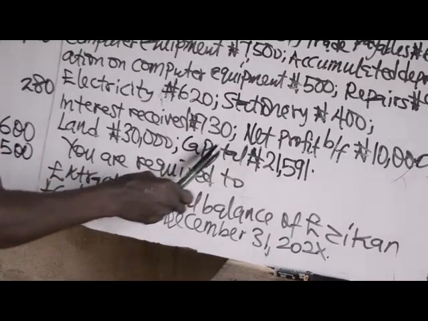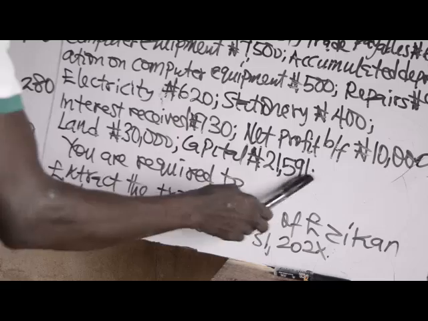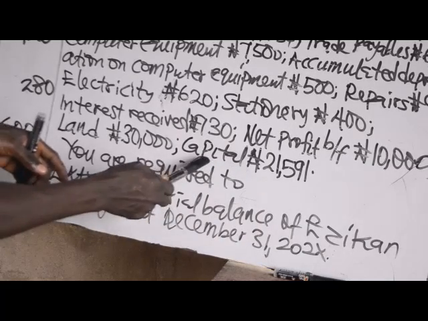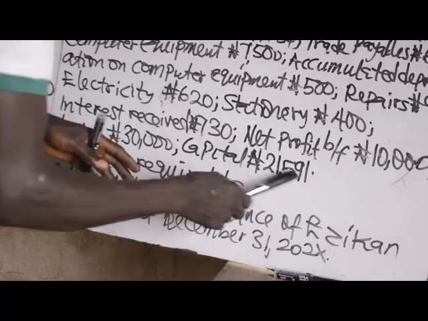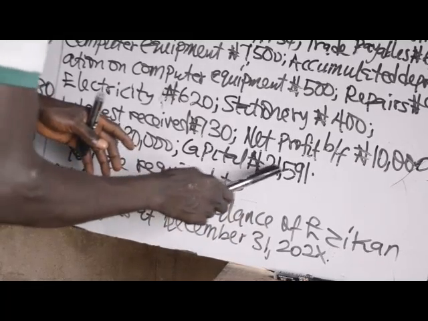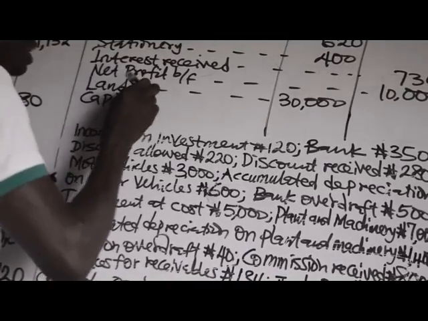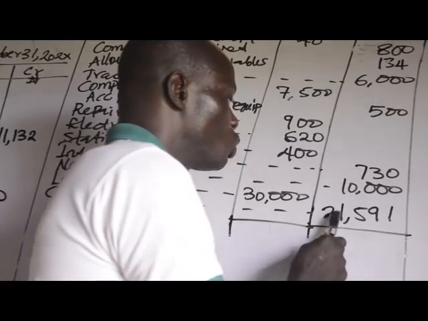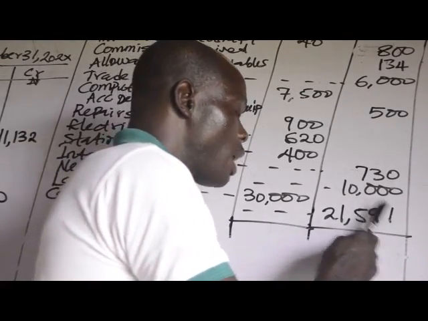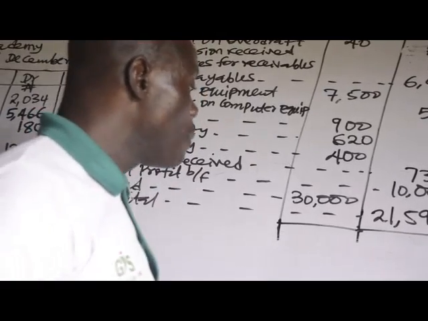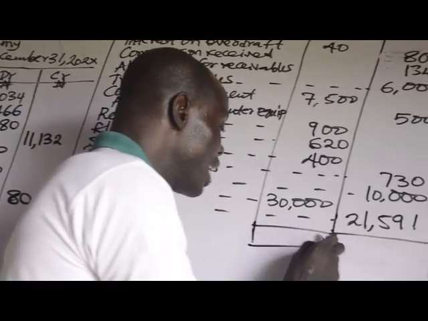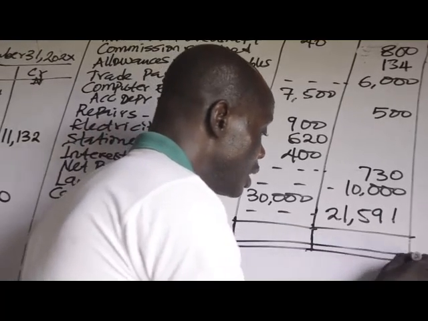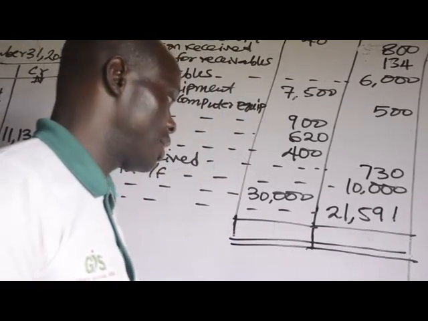After land, the next item is capital, 21,591. Capital is an equity. And I've told you that income, liabilities, and equity should be credited. So you credit your trial balance with 21,591. Capital 21,591.